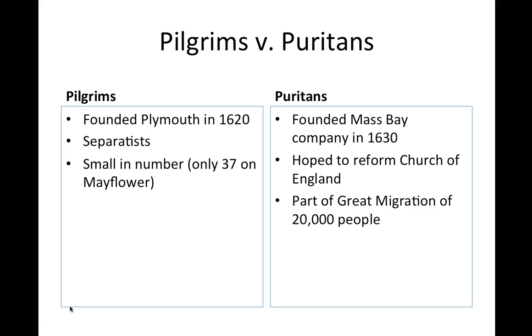But you also see that a much larger number of people are Puritans than are Pilgrims. They call it the Great Migration, and it's not that great: 20,000 people come over the course of 20 years, but it's a much more significant number of people. Eventually, these two colonies, the Plymouth Colony and the Mass Bay Colony, will be combined to form Massachusetts, but we'll get to that a little bit later.